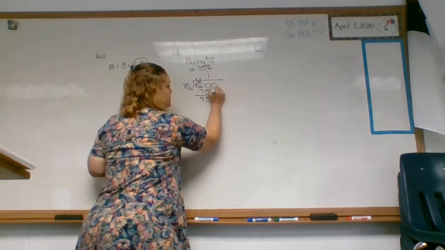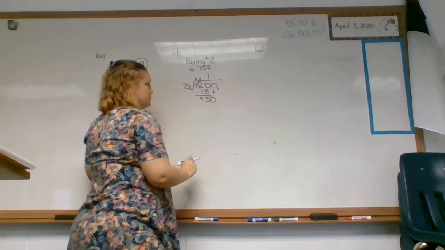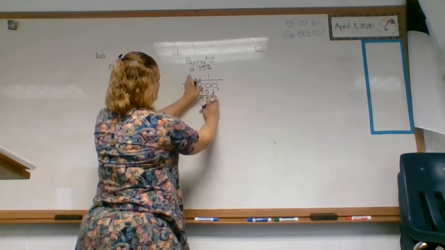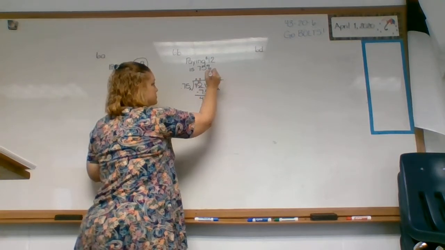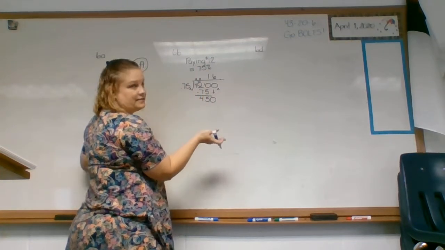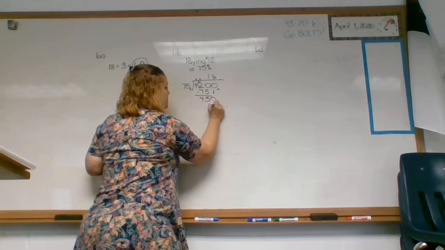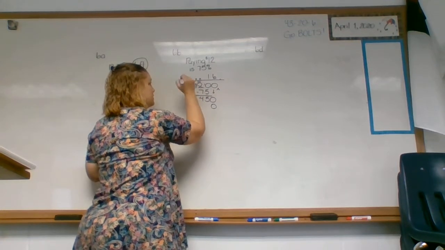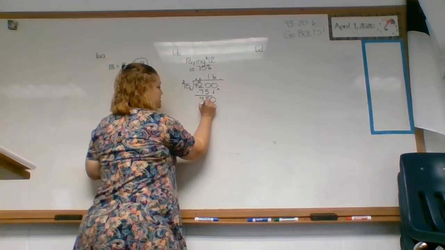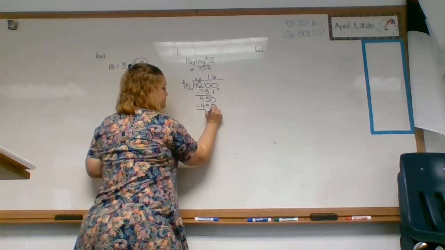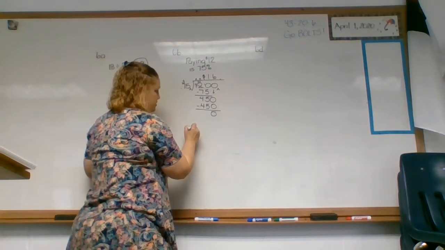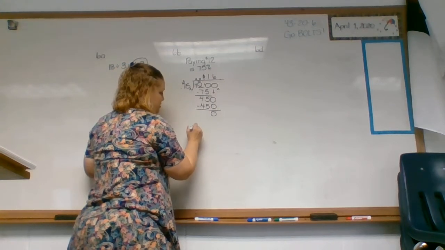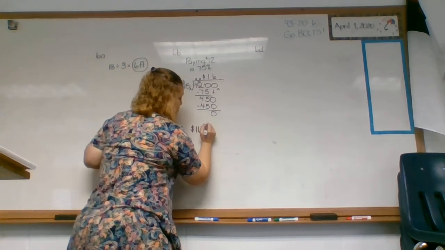45, we still have this 0 to bring down. Remember, when we're doing double digits, 7 will go into 45. Let's guess 6 times, because 6 times 7 is 42. And then we multiply, and it turns out that it goes in perfectly even. And here is our answer. $16 was the original price.